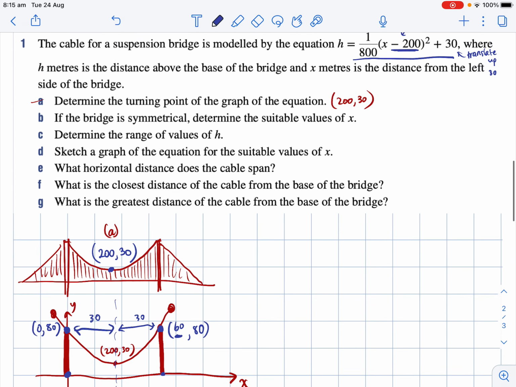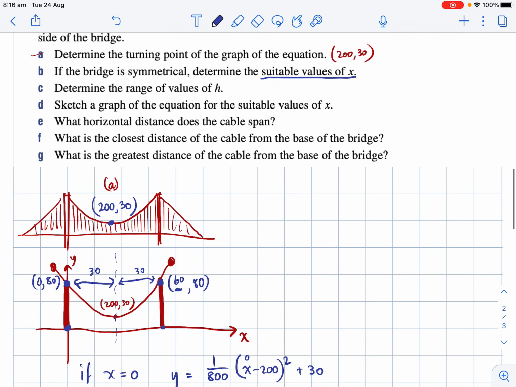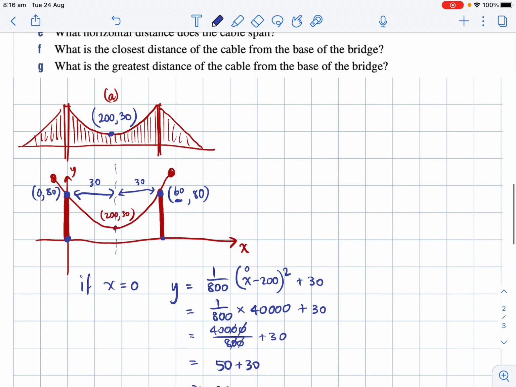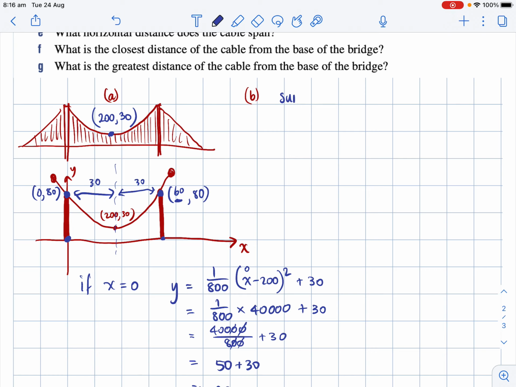So I went off on a little bit of a tangent there, but I was thinking about suitable values for x. So we could say that the suitable values for x are 0 to 60. Now, how do we write that formally? We say let x be greater than or equal to 0, less than or equal to 60.